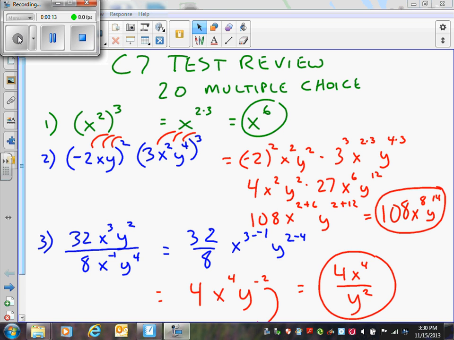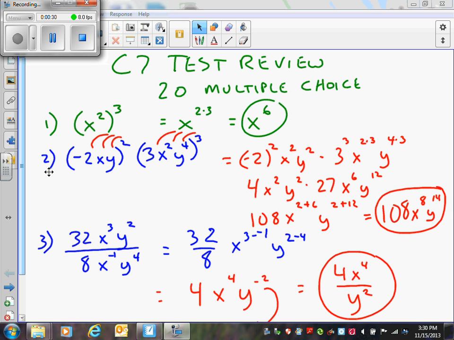The first question is something like this, power to a power. So with power to a power, you multiply the exponents. So if I have x squared to the third power, I go x to the 2 times 3, I get x to the 6th power.